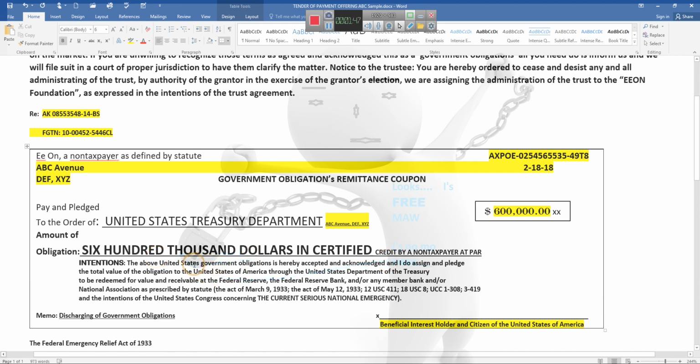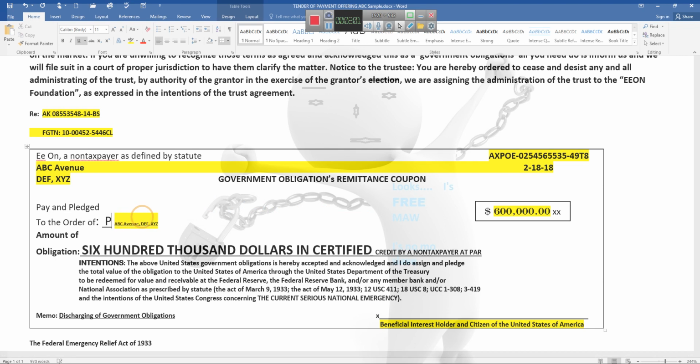It's a government obligation. See, the above United States government obligation. Okay, government obligation remittance coupon. If it's Penny Mac Savings, if the name of the company is Penny Mac Savings, then you put the name of the company, Penny Mac Savings. And then you put the account information, or if it's a mortgage, you put the street address without the zip code.